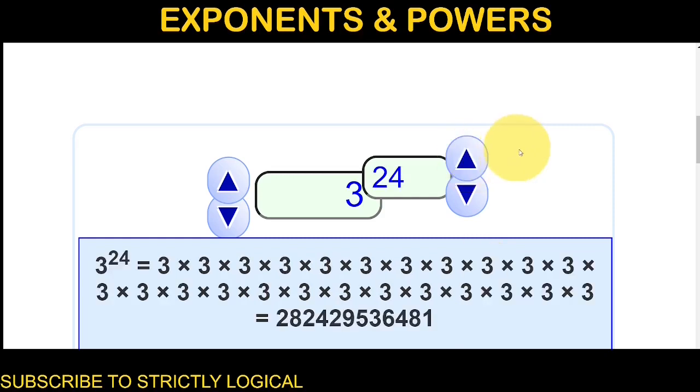Now I have increased the power to 24. It means 3 needs to be multiplied to itself 24 times. So friends, as you can see that this is not easy to read or evaluate, but exponent and powers help in writing the large numbers in a shorter form which can be read, understand and compare easily. Instead of writing 3 24 times, we can simply write it as 3 to the power 24 and we will get the value as this much.